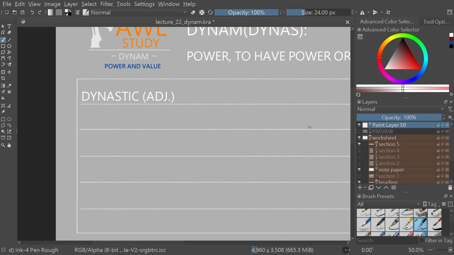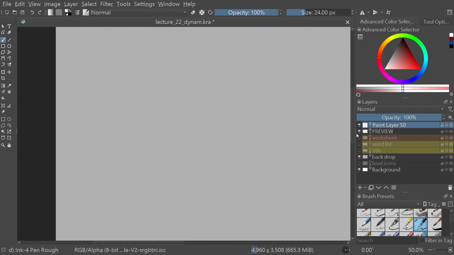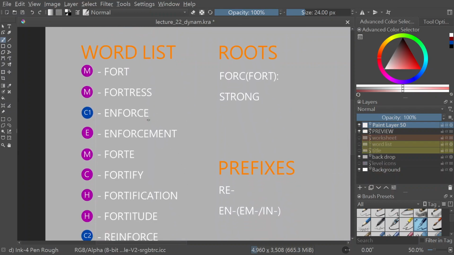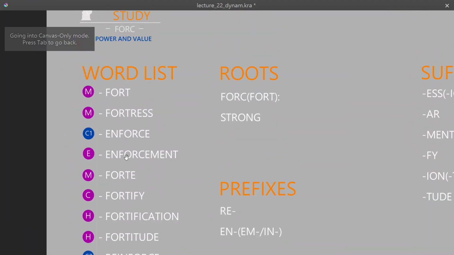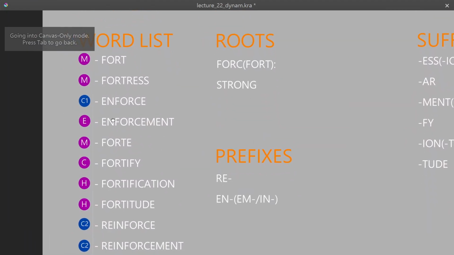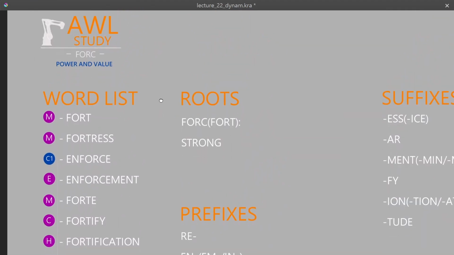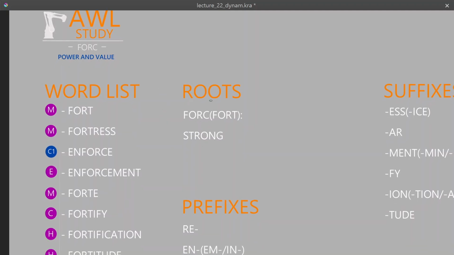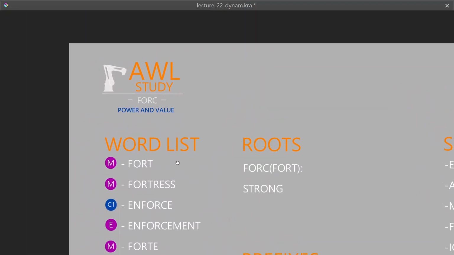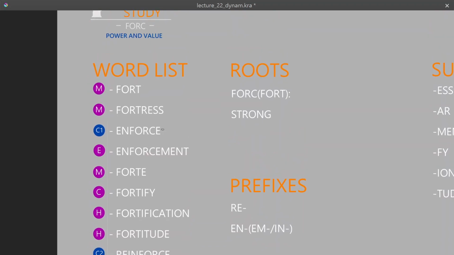So in the next section, we're going to study some words that share the root fort and its variant fort, meaning strong. Alright, so see you in the next video. Let's move on.